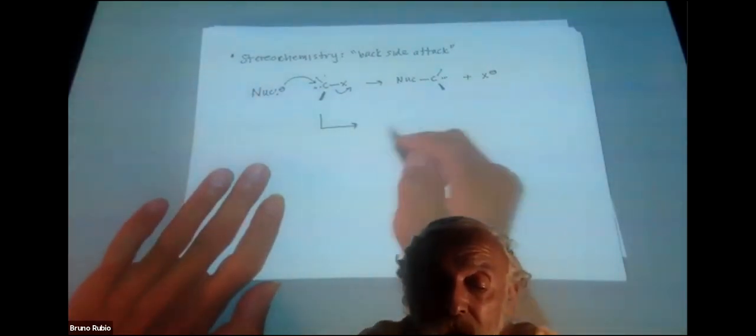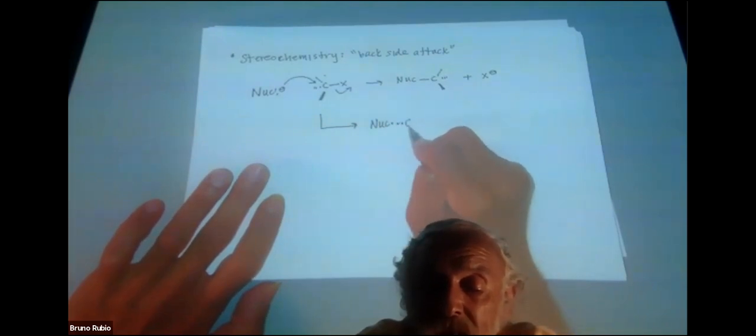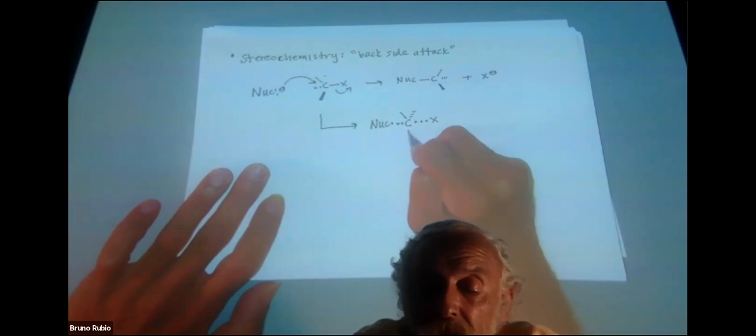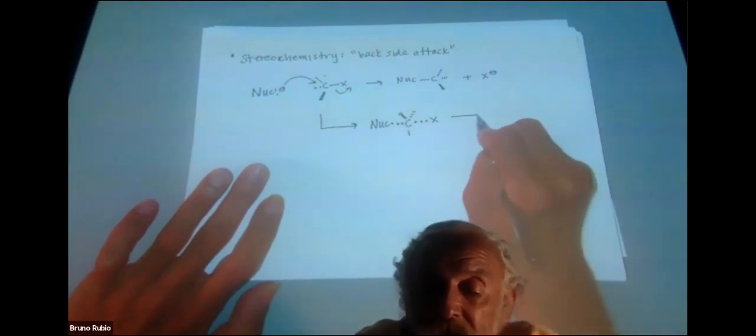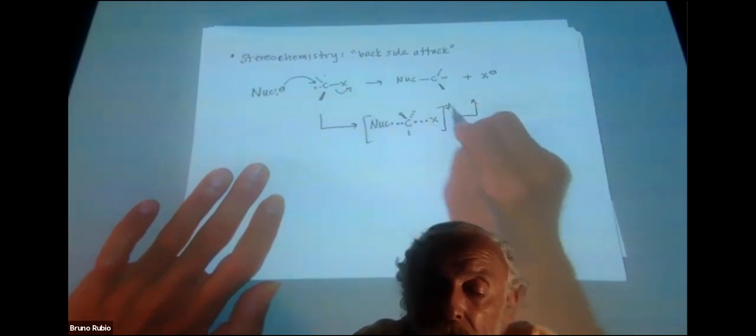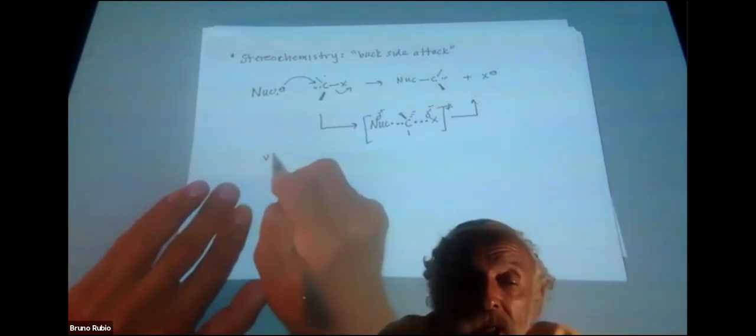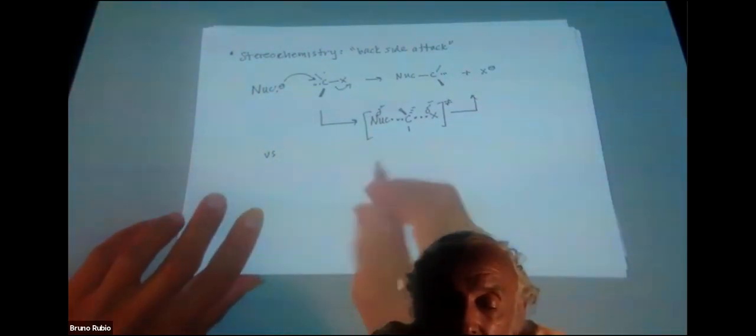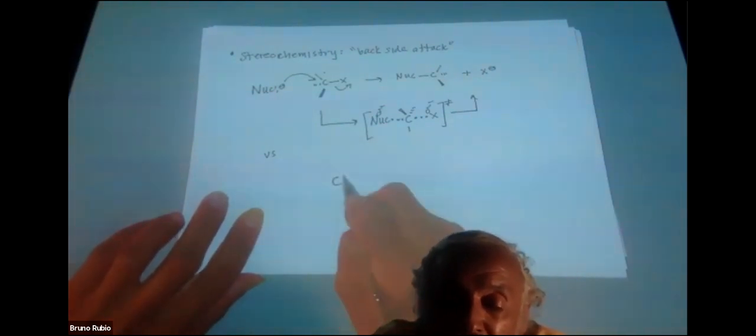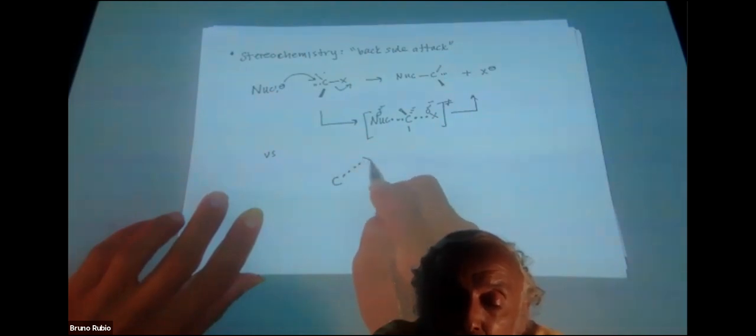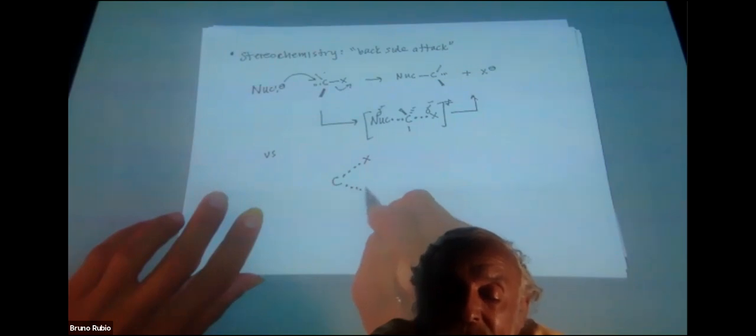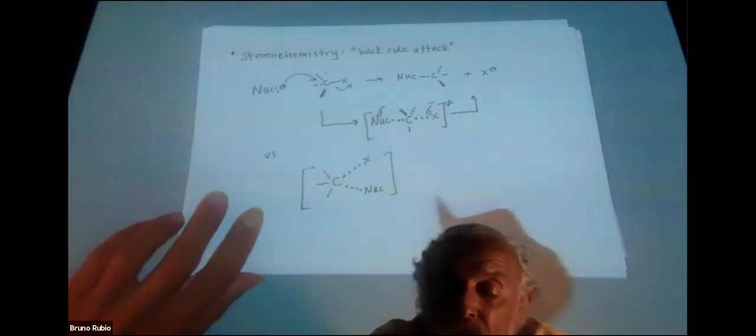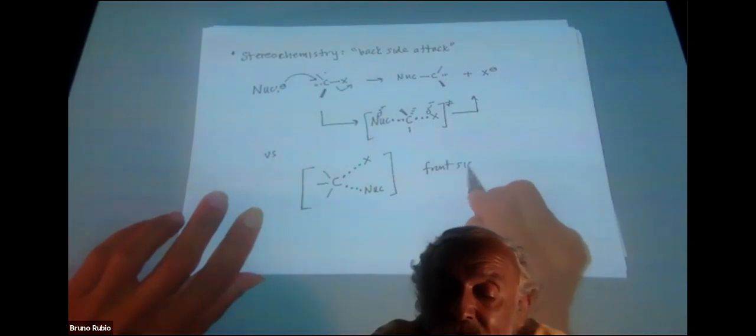And remember, this goes through a transition state where the nucleophile is coming in the back door as the leaving group leaves out the front. So the transition state looks like this. That's backside attack versus front side attack, which would be much more sterically hindered. Here we have an example of front side attack, where the nucleophile is coming in the front door as the leaving group tries to exit the front door as well. So that would be the transition state for what we'll call front side attack.